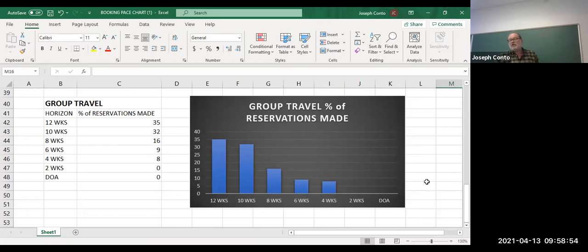Same thing with group travel. Group travel is usually 12 to 10 weeks out as well. Almost nothing 4 to 2 weeks out. So I guess a group travel could get the best discount if they were going to book just 1 month out, but group travel doesn't do this because you have to get so many people collected to do group travel.